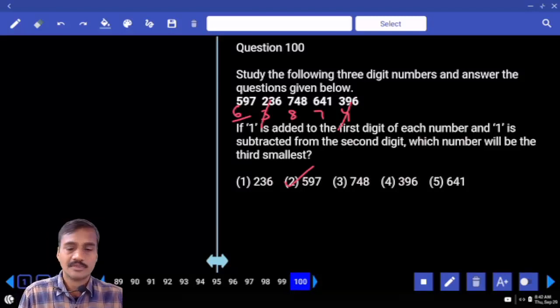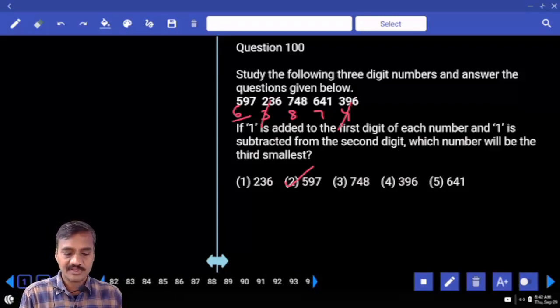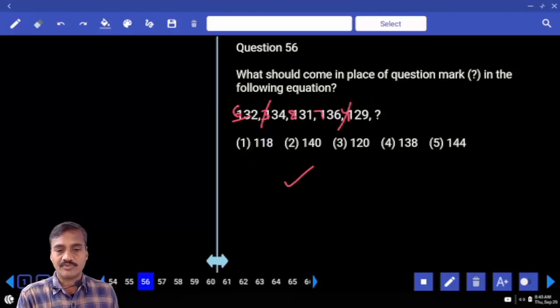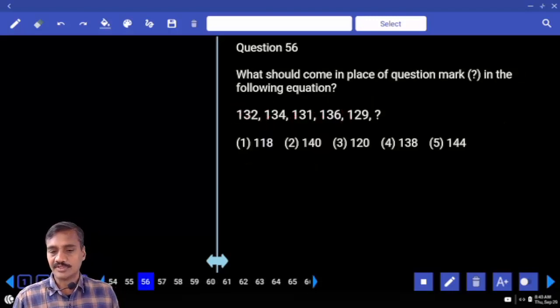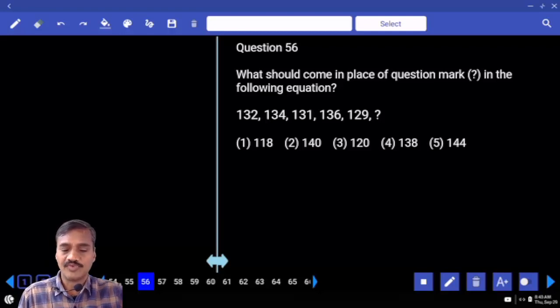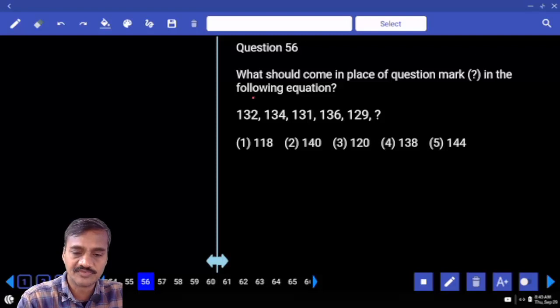Clear now? Now this is our paper number 264. Now tell me, is anything else left? Number series. Question numbers please, number series 56 onwards. Now coming to question number 56 to 60. Now 132, 134 and so on. Tell me the answer. 132, 140. 132 and 134 difference is how much? Plus 2.